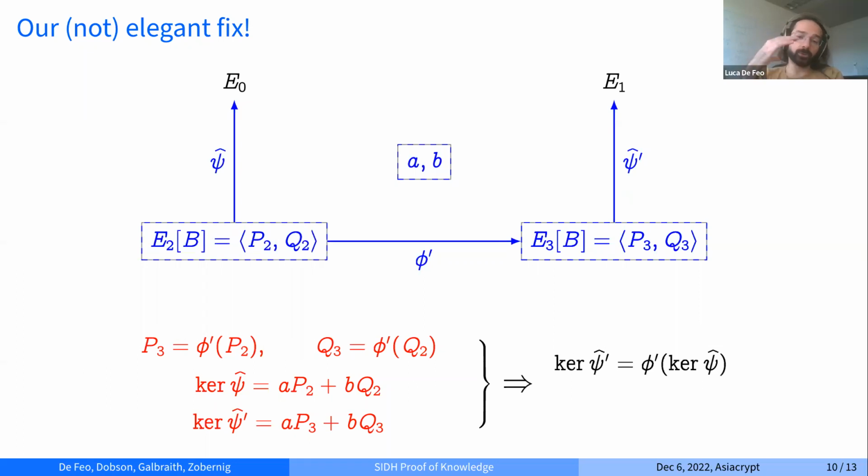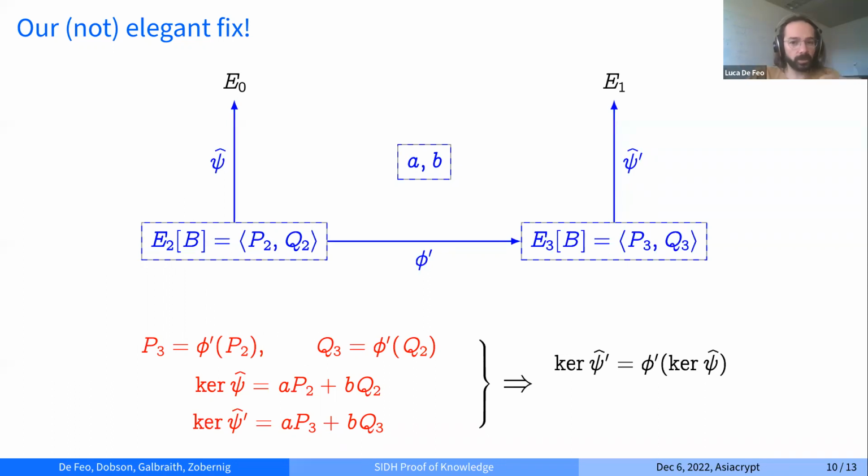So having these stronger constraints on the torsion, having this torsion basis P2, Q2, P3, Q3, and the fact that the kernels are the same linear combination of the torsion basis, this forces the vertical isogenies psi hat and psi hat prime to be parallel. And so this means that the kernels are the push forward one of the other.